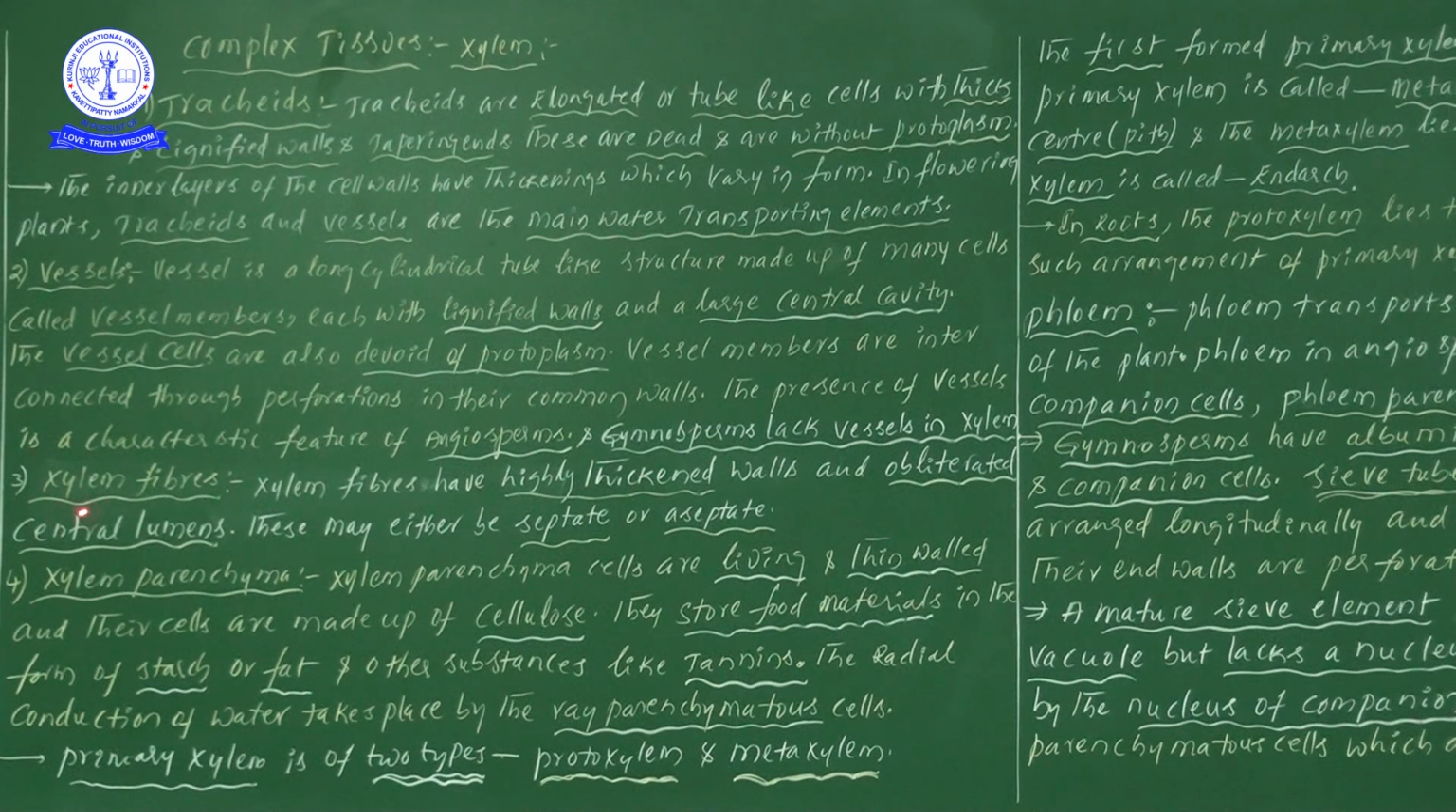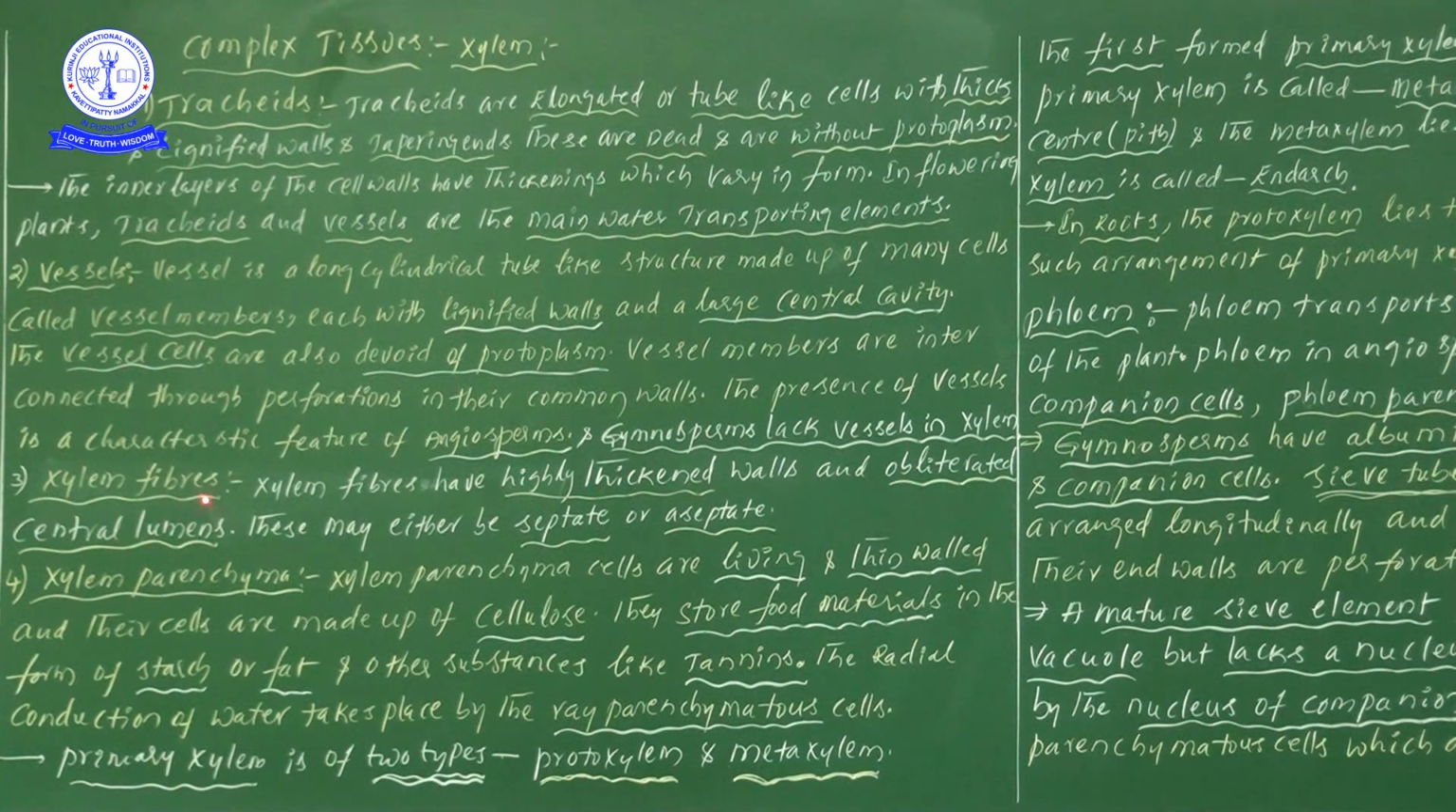Next one, third one, xylem fibers. Xylem fibers have highly thickened walls. Don't forget, highly thickened. These are dead cells, and highly thickened means lignified cell walls. In our botany subject, if we find thick-walled dead cells, that is only because of lignin. Right. Next one, obliterated central lumen.